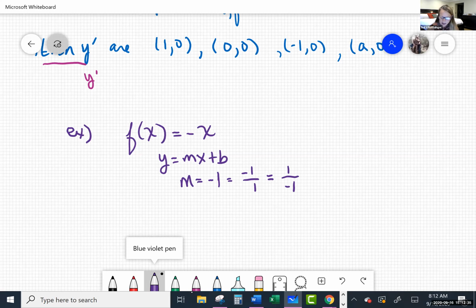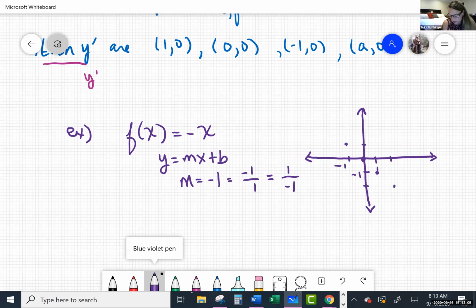If I was just to graph y equals -x, so when x is 0, -0 is 0. When x is 1, y is -1. Just plotting points. X is 2, plug it in, you get -2. If I plug in -1, negative of -1 gives me 1. So I have this line here. And this is f of x equals -x.